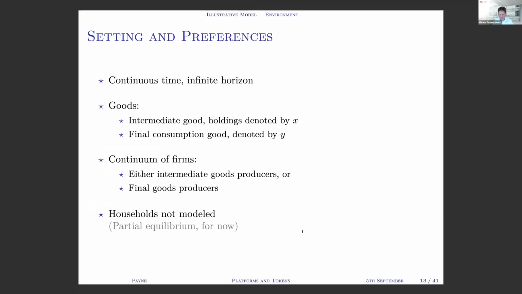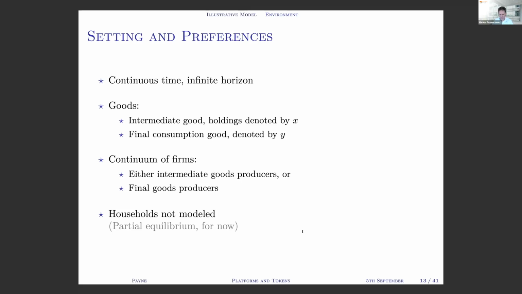The environment is going to be that there are two types of goods. There are these intermediate goods, which we'll denote as X goods. And then there are these final consumption goods, which we'll term Y goods. And then there are going to be a continuum of firms. And these firms are either going to be intermediate good producers or final good producers. And they're going to have to try to meet in the market and trade. And the extent to which it's partial equilibrium is we're not going to model households for now. So the firms are just going to consume wealth. But obviously, in the general model, we work with general equilibrium.